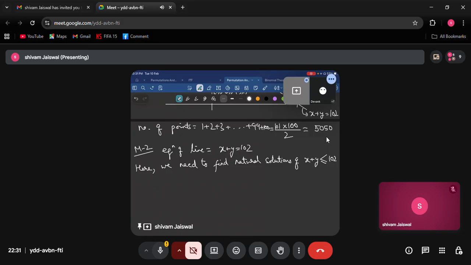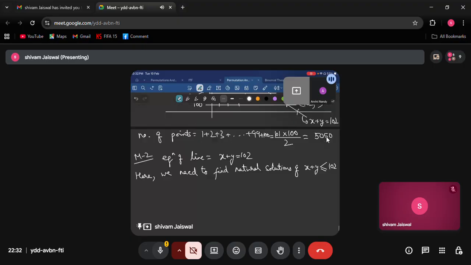Just let me know if you can understand this. Raktim, Anandit, Devang, Samita, are you getting it? We need to find out the number of natural solutions of this inequality. Yes, sir. Right. That will give us all the points that lie inside that triangle.